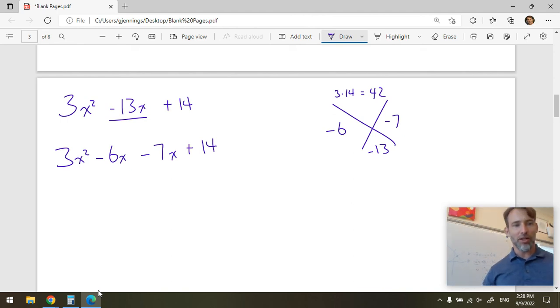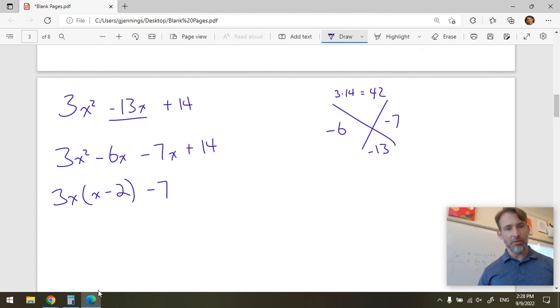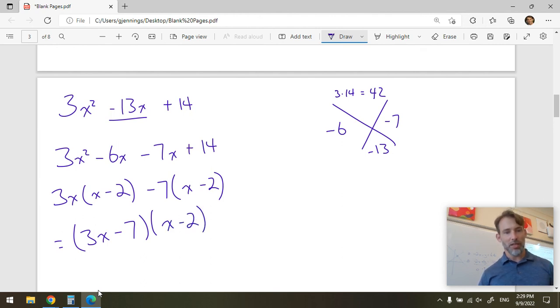So now I common factor both. So this is 3x times x minus 2. And then this is minus 7 will factor out of x minus 2. Cool, because if I divide 14 by negative 7, I get negative 2. Okay, now that is all factored, and I can say this is equal to 3x minus 7, and I've factored x minus 2 out of both terms. That's fully factored. 3x minus 7 times x minus 2.